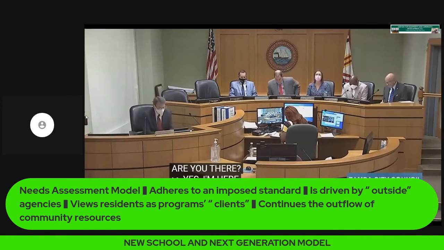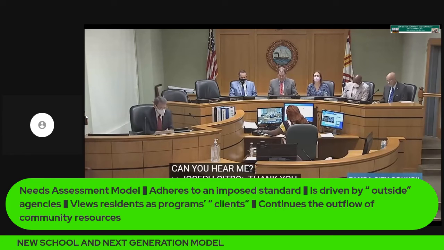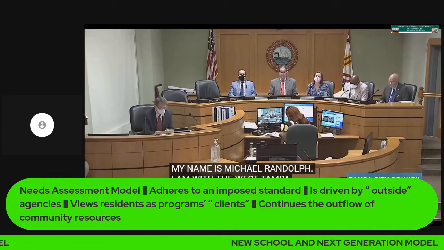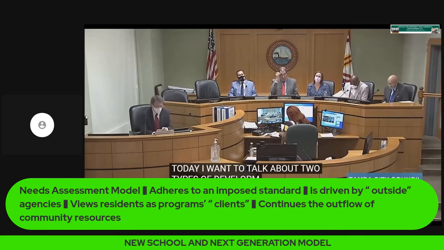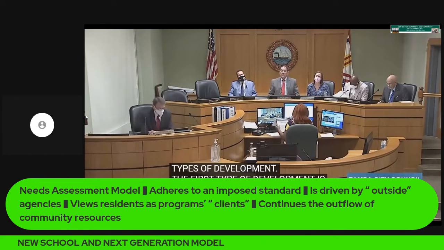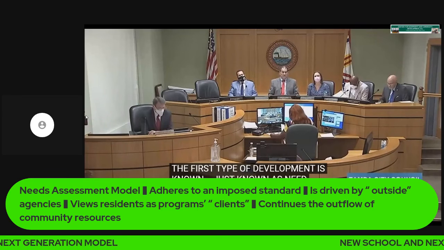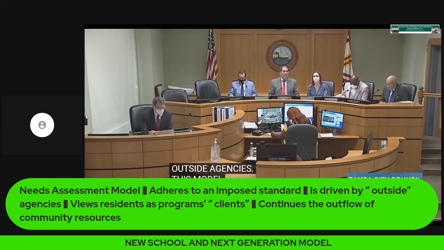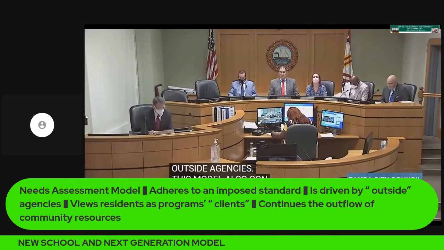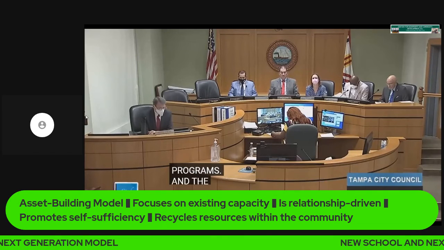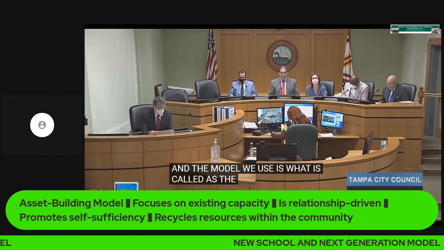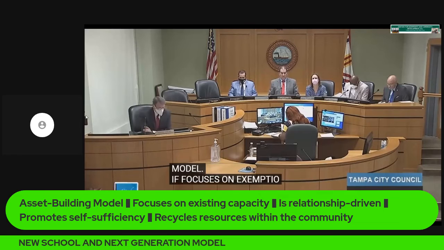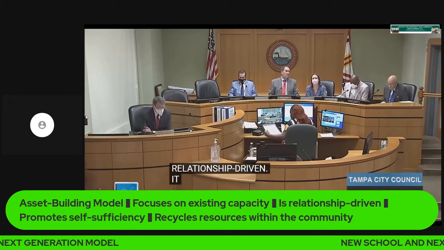Thank you, Mr. Randolph. My name is Michael Randolph, and I'm with West Tampa CDC. Today, I want to talk about two types of development. The first type of development is what's known as a need assessment model. This type of model is driven by outside agents. This model also consists of seeing residents as programs and clients. The model that we use is what's known as an asset building model. It focuses on existing capacity. It is relationship driven, it promotes self-sufficiency, and it recycles community resources.